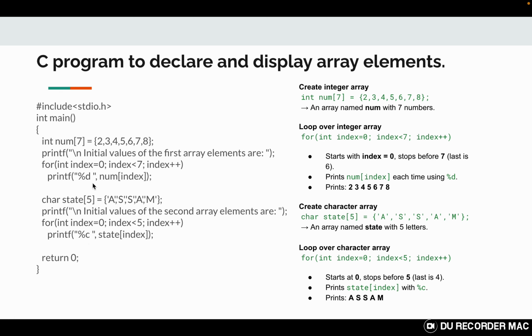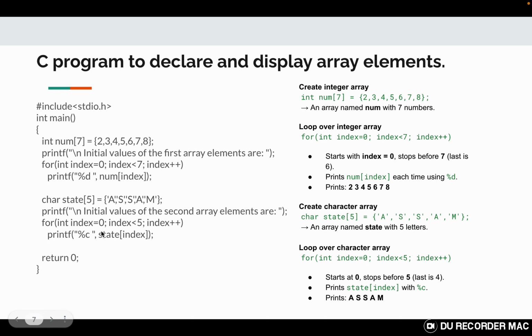If you see here, print D and then print C. Why it is print D is because whenever you are printing an integer element, you use percentage D. Whenever you are printing a character element, you use percentage C. So in this array, A, S, S, A, M are all character values, so that is the reason we are using percentage C. Here we were printing the integer value, that's where we used percentage D. Okay, this thing is clear.